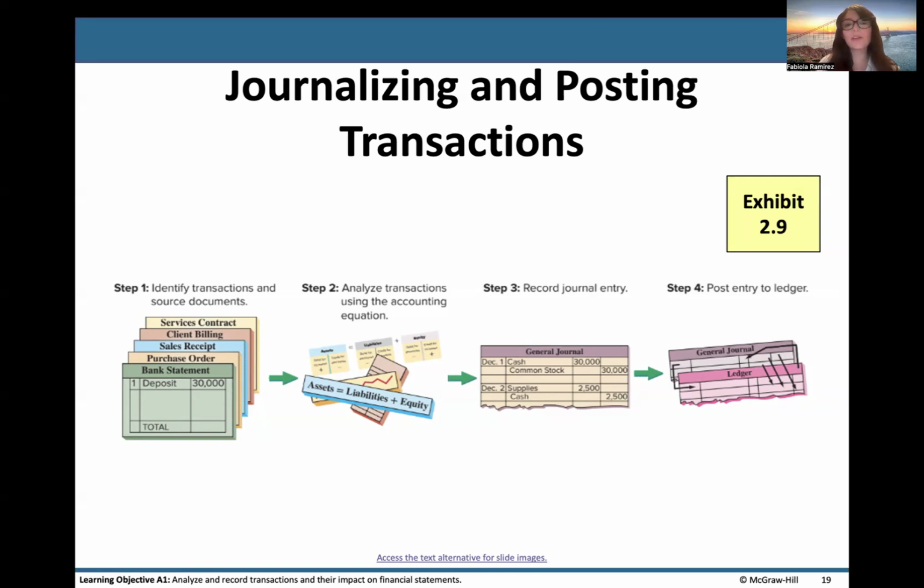Step two would be to analyze these transactions using the accounting equation. For example, if you go to a restaurant and you spend money on your business card, you need to know that cash goes down and that that is an increase to your expenses, in this case, your meals expenses. So step three would be to record the actual journal entry. And finally, step four would be to post the entry to the ledger.